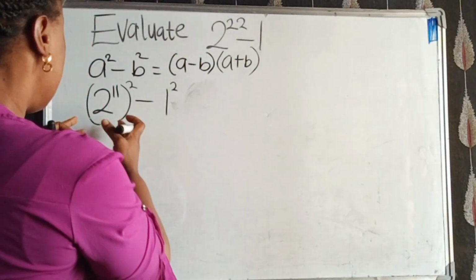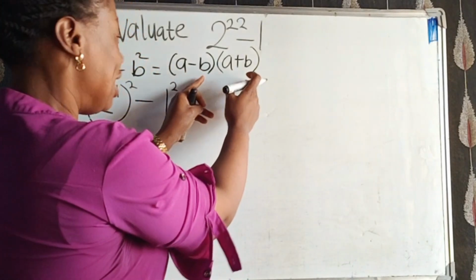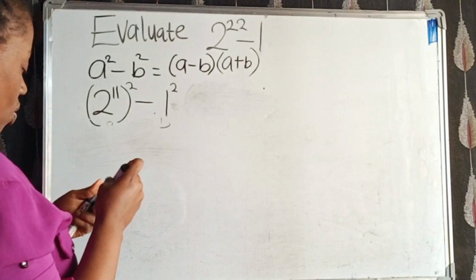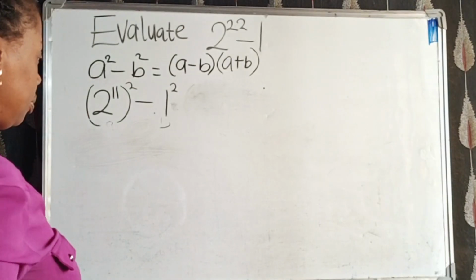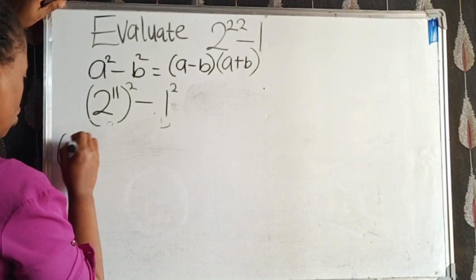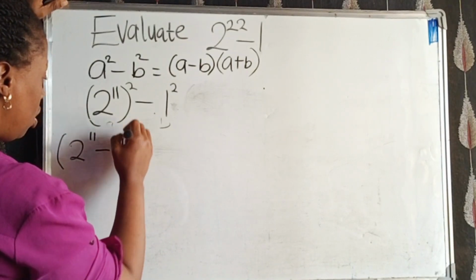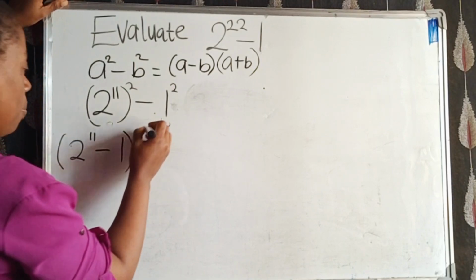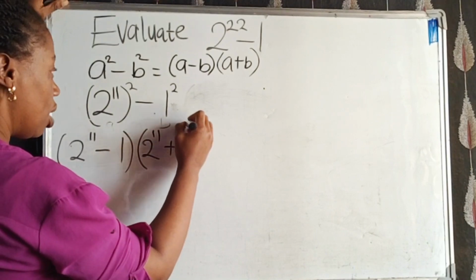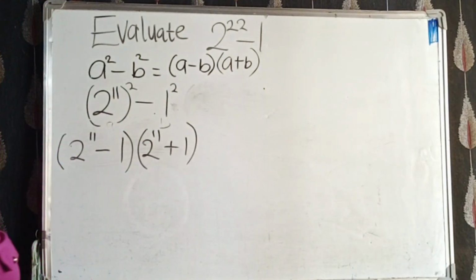So now let us write this expression in the factor form like this. This is A and this is B. So it's going to be (2 raised to the power of 11 minus 1)(2 raised to the power of 11 plus 1). So we have expressed it in the factor form.